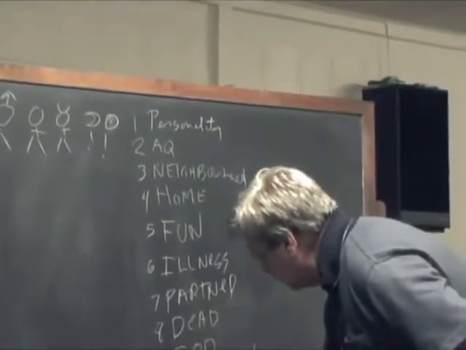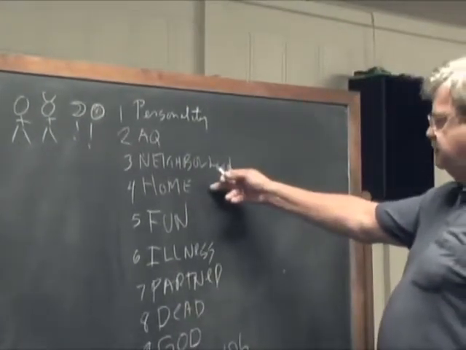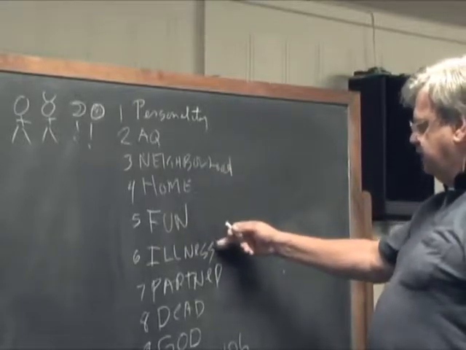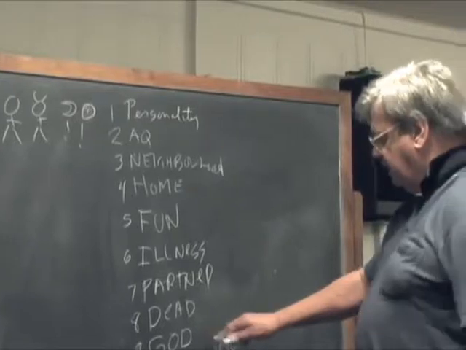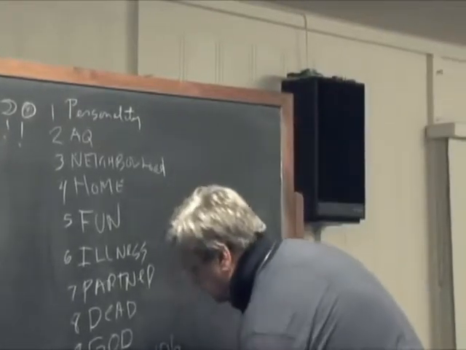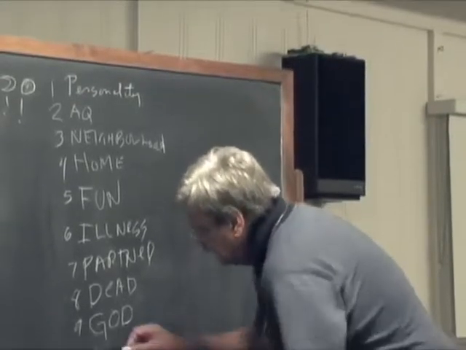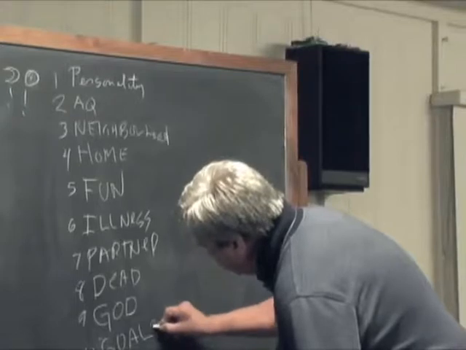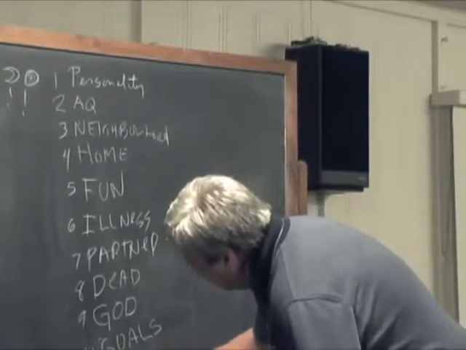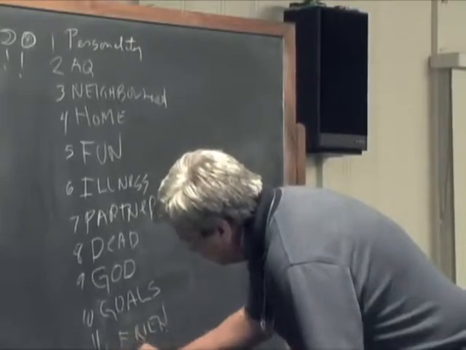Should have 12 somewhere around here. Why don't I have 12? Personality, acquisitions, neighborhood, fun, illness, partnership, and dead. God. No! Wait, we're going to change that just a little bit. Sorry. We all have goals in our life. That's what I was missing. And we need to achieve something. Then we need our friends. And then, of course, there's where we goof.